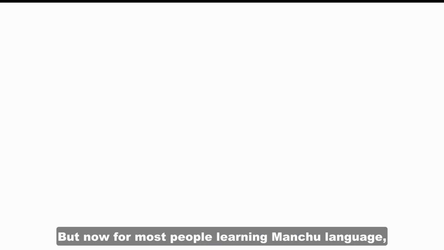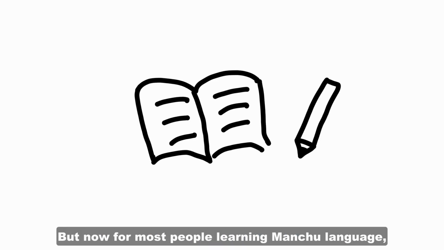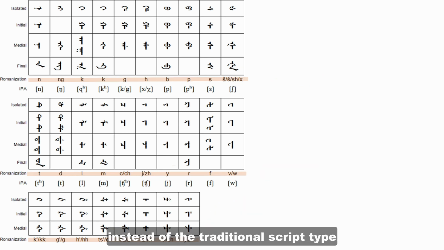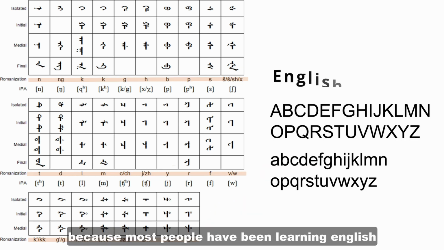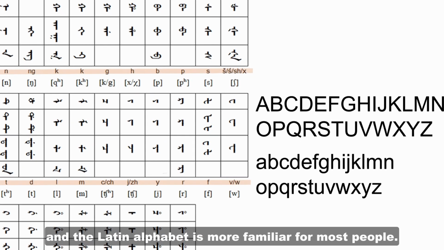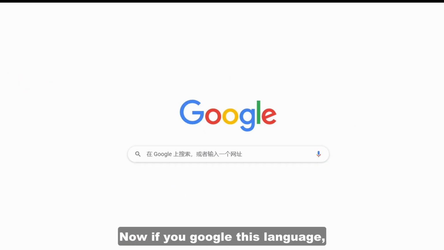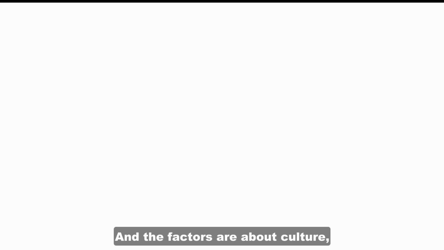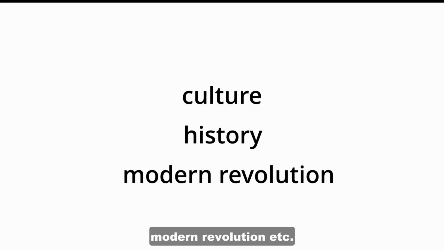But now, most people learning the Manchu language always use the Latin script instead of the traditional script type, because most people have been learning English and the Latin alphabet is more familiar to them. Now, if you Google this language, you will find it is in a bad situation, and the factors are about culture, history, modern revolution, etc. So they are very complex.